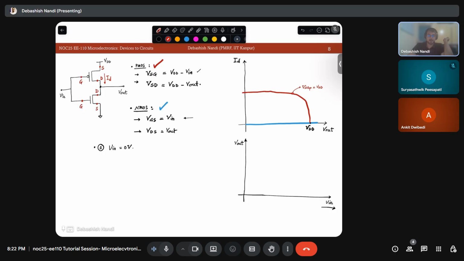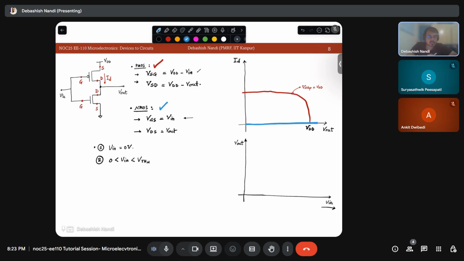Is that okay? Yes, sir. Now let us increase V in to be less than VTHN. So where will my NMOS be? What is the state of my NMOS? NMOS will still be in cutoff. Yes. This line will remain same.